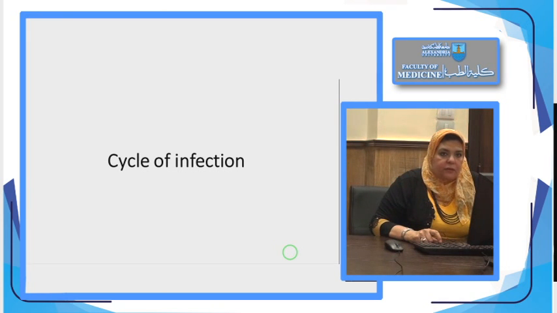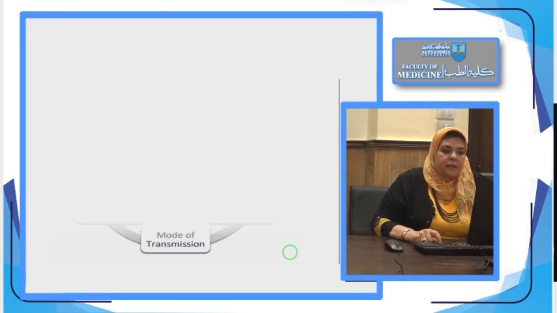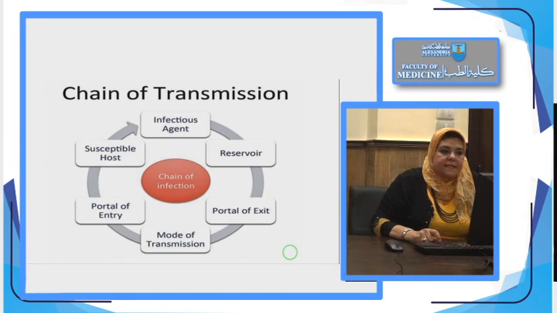What about the cycle of infection of influenza? As we all know, the chain or cycle of infection consists of 6 elements: the infectious agent, the reservoir and source of infection, the portal of exit, the mode of transmission, the portal of entry, and susceptible host.